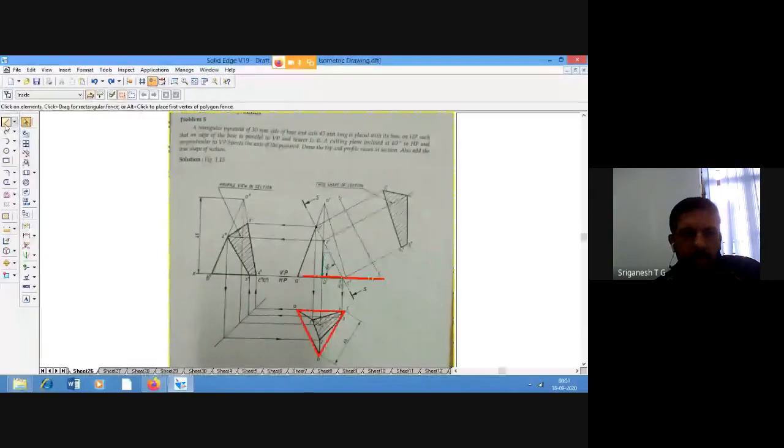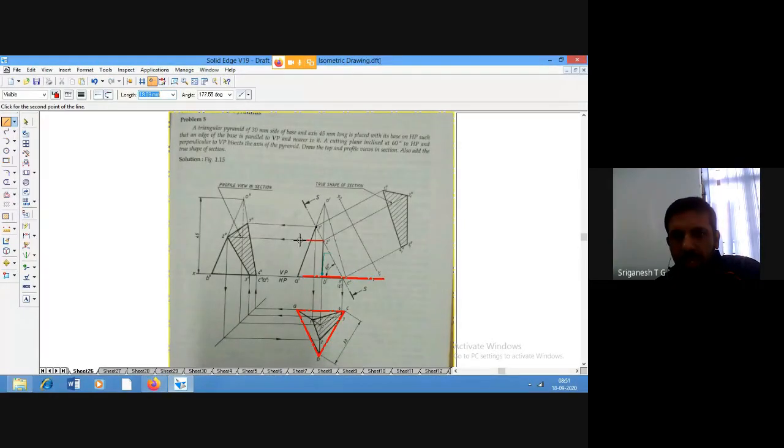In this particular place, you can temporarily draw one light line. Keep your protractor over here.